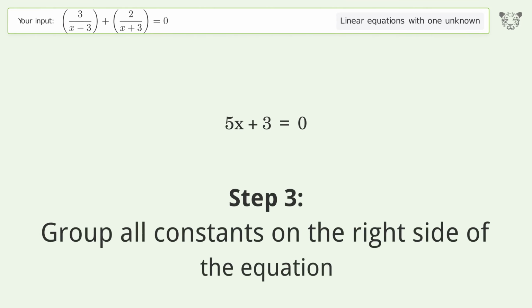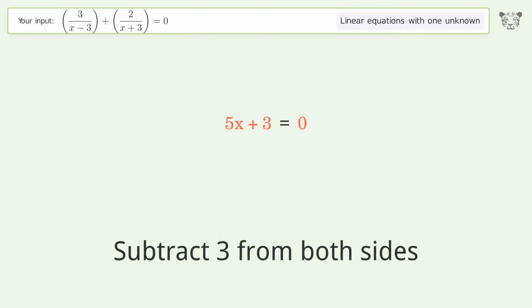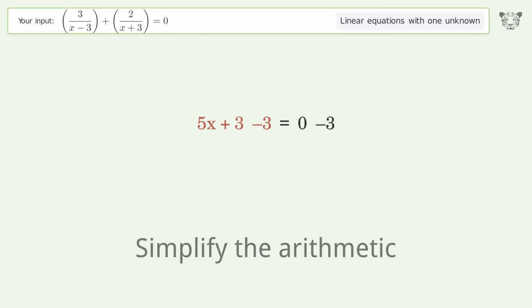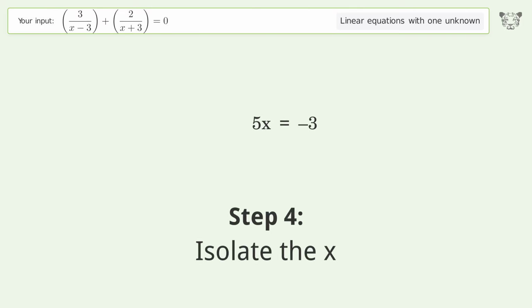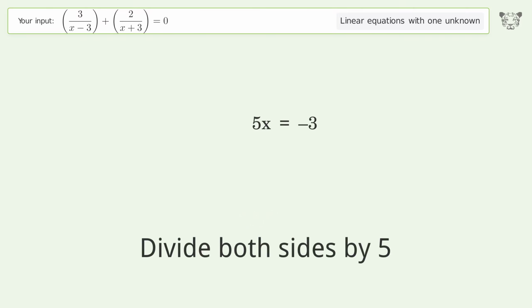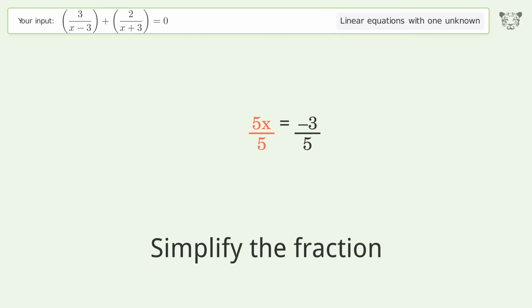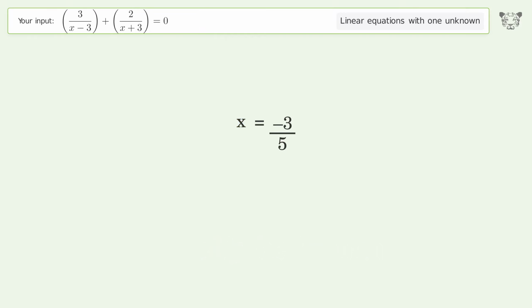Group all constants on the right side of the equation. Subtract 3 from both sides. Simplify the arithmetic. Isolate the x. Divide both sides by 5. Simplify the fraction. And so the final result is x equals -3/5.